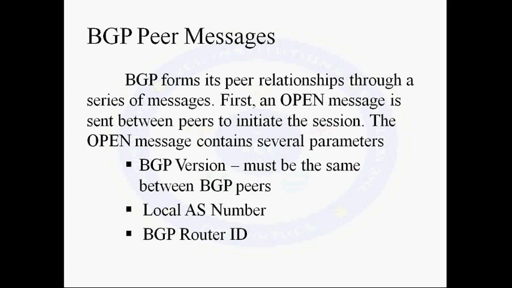BGP peer messages. BGP forms its peer relationship through a series of messages. First, it sends an open message between peers to initiate the session. The open message contains several parameters such as the BGP version, which must be the same between BGP peers, the local autonomous system number, and the BGP router ID.